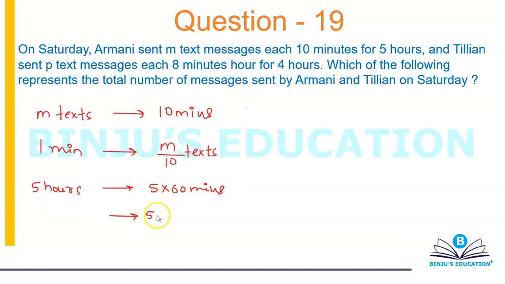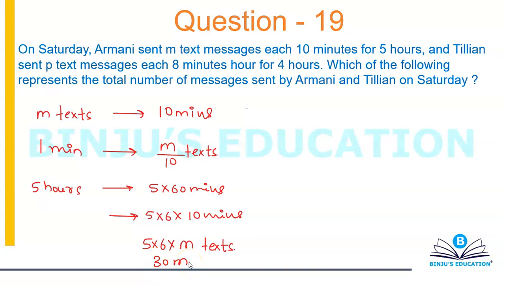Which is basically 5 into 6 into 10 minutes. Now in 10 minutes, if he's sending M texts, so in 5 into 6 into 10 minutes, he will be sending 5 into 6 into M texts. Which will basically be equal to 30 M texts.